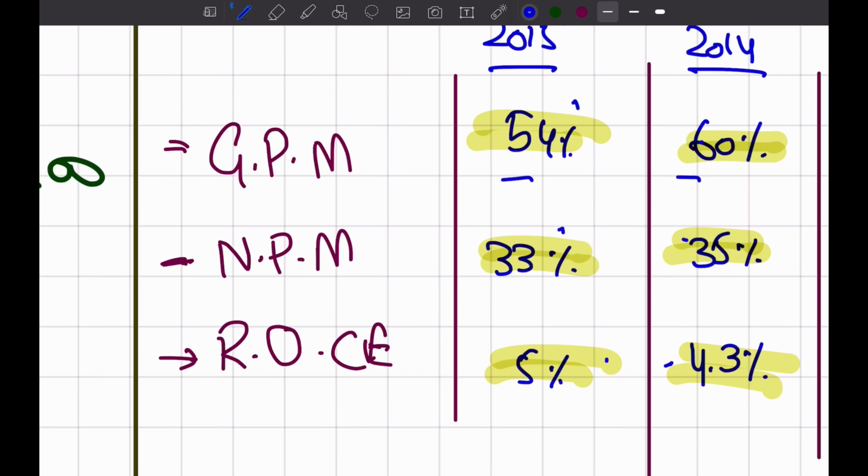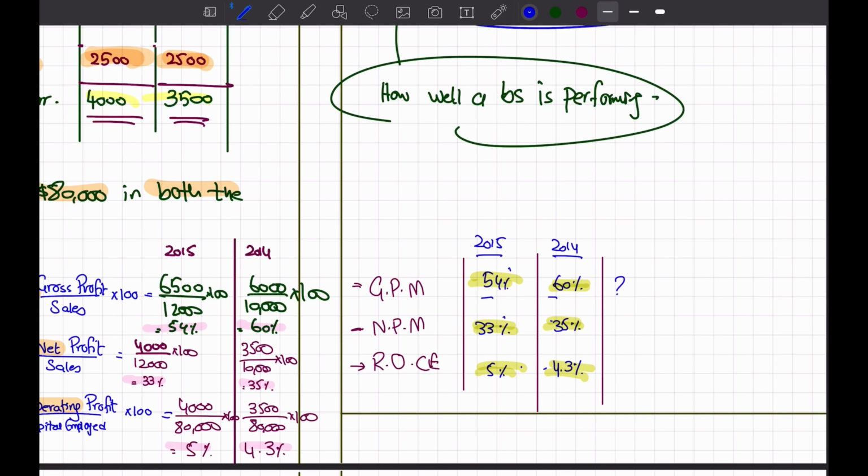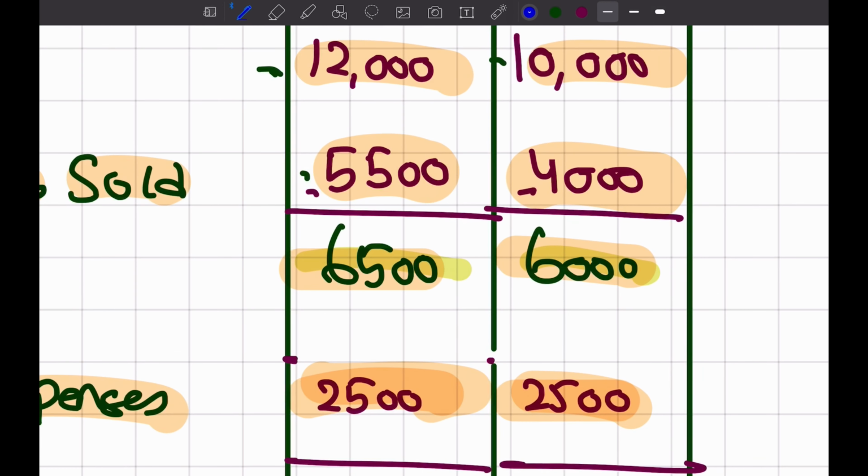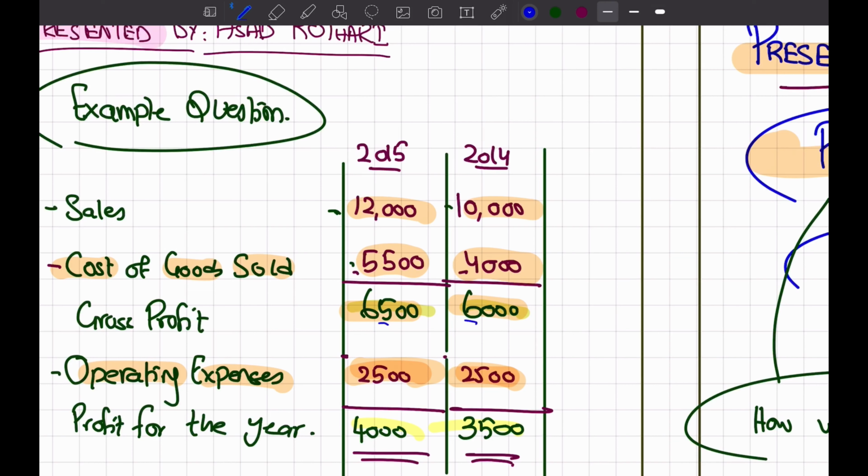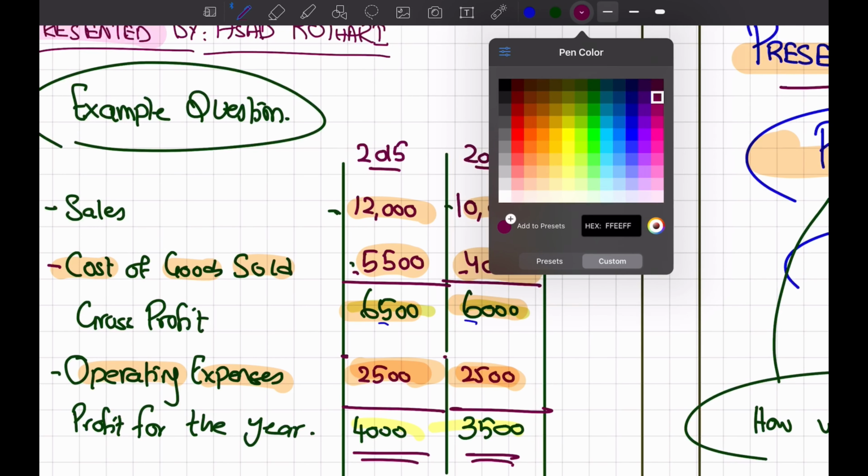But what you need to know is कि ग्रॉस प्रॉफिट मार्जिन का कम होना और ग्रॉस प्रॉफिट का कम होना दो अलग बातें हैं. ग्रॉस प्रॉफिट तो एक्चुअली बढ़ रहा है. These are two different things. देखो, before I just talk about what the reason is, you should be able to calculate the percentage change.